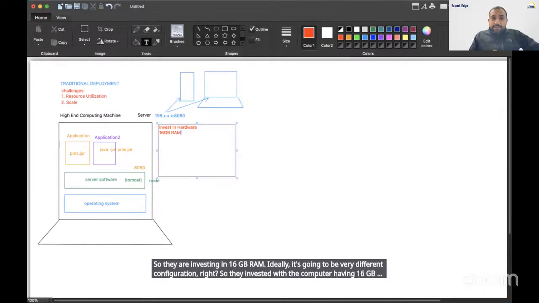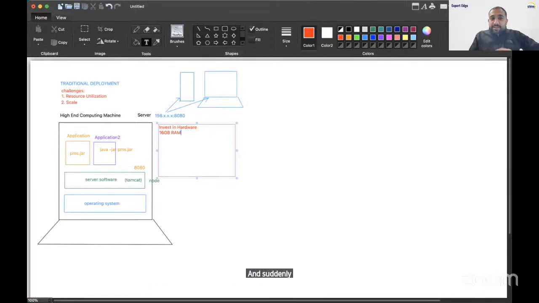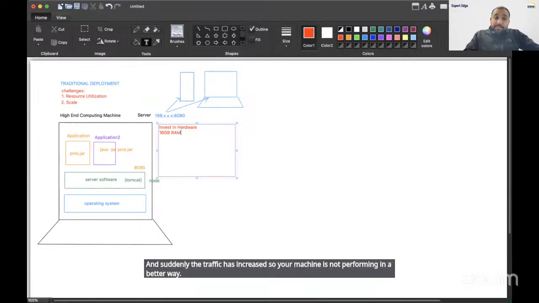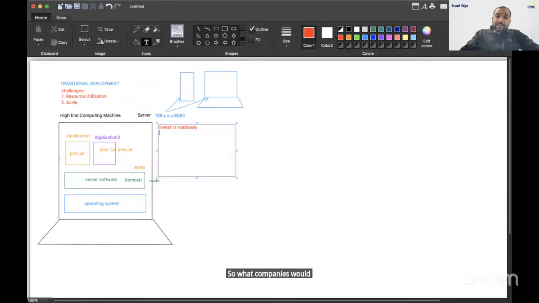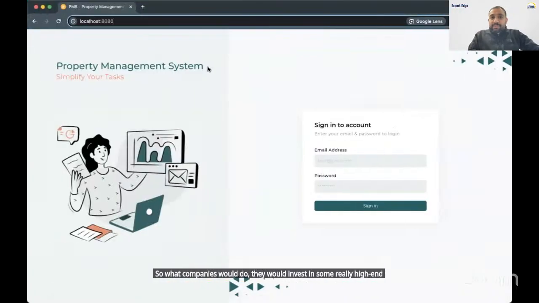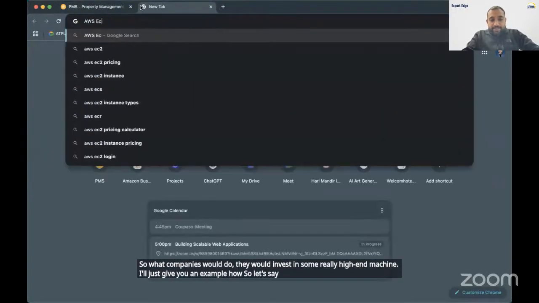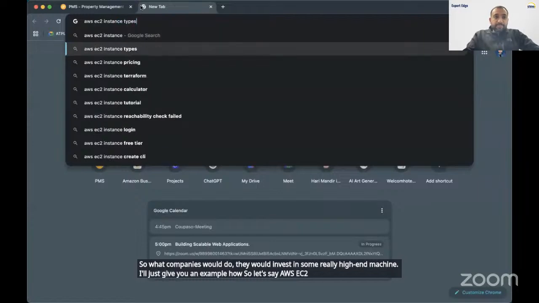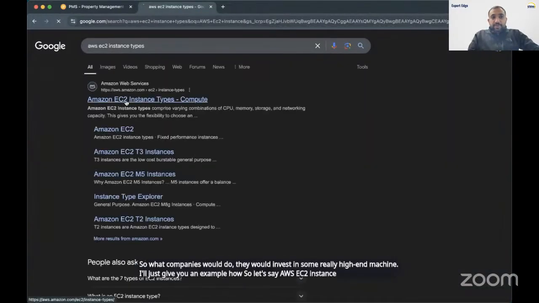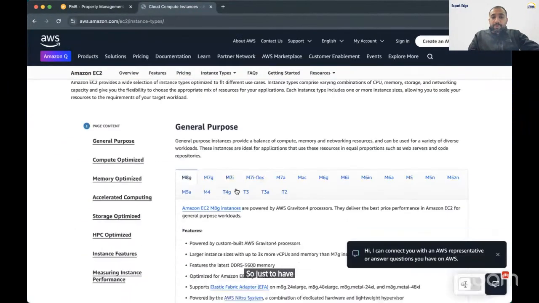And suddenly the traffic has increased. So your machine is not performing in a better way. So what companies would do, they would invest in some really high-end machine. I'll just give you an example. So let's say AWS EC2 instance types, just to have a fair understanding of what I'm trying to put across.